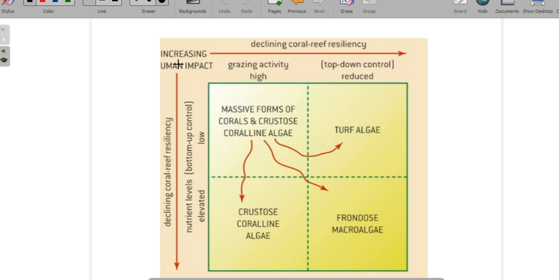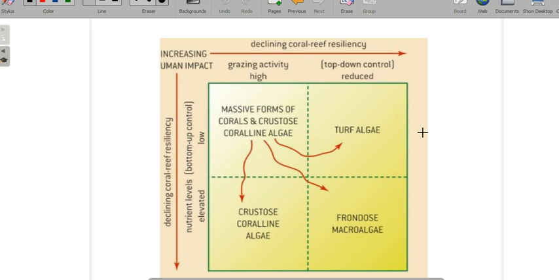Over this side, you can see again, nutrient levels in the water are increasing, i.e. there's more eutrophication. So more runoff coming from the land, more nutrients in the water, causing, again, more free-floating algae, so more algae actually in the water column. And you can see then the shift from our massive forms of corals into crustose or coralline algae only. Now, if we have both of those things happening, so lots and lots of fishing and lots of eutrophication, we get lots of this frondose macroalgae.